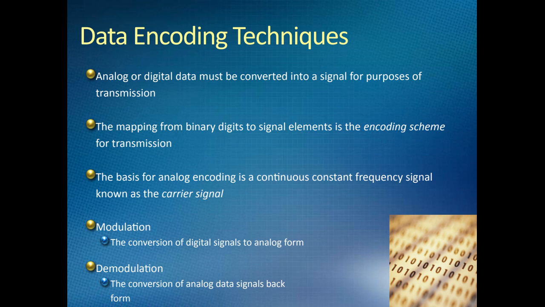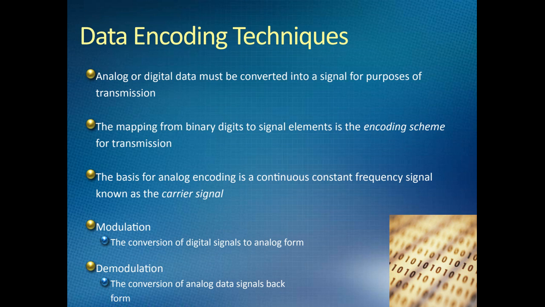Data encoding technique. Analog or digital data must be converted into signal for purposes of transmission. We already mentioned that. The mapping from binary digits to signal elements is the encoding scheme for transmission. This conversion or mapping into signal, we call it encoding. The basis for analog encoding is a continuous constant frequency signal. We call it the carrier signal. The signal becomes strong and continuous. You will put the signal on it and send it.